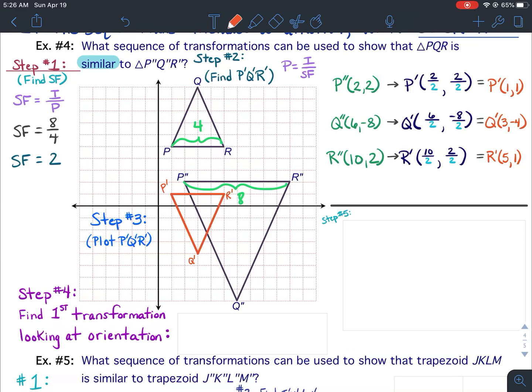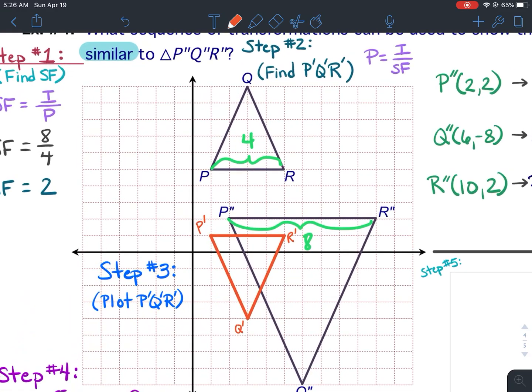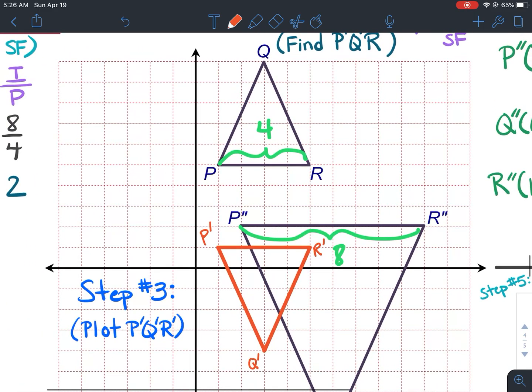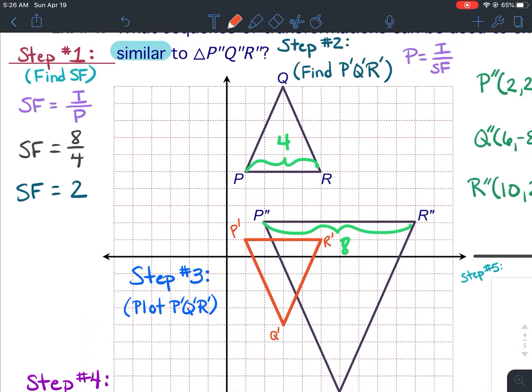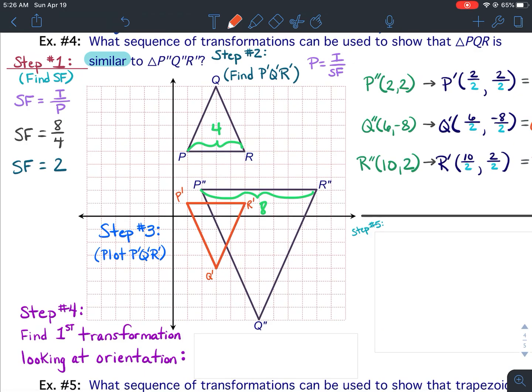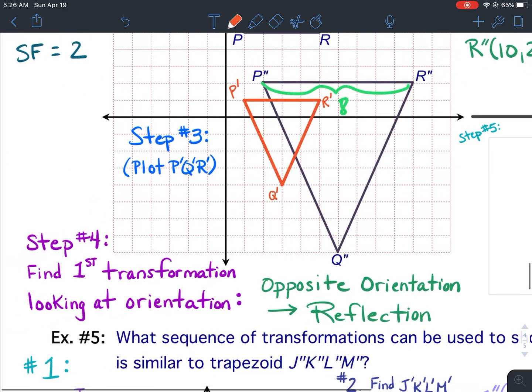Step 4, find your first transformation by looking at the orientation. So now we are looking at the orientation of the two smaller triangles. Well, Q is directly across from Q prime. P is directly across from P prime. R is directly across from R prime. So that means they have an opposite orientation. Opposite orientation means that there was a reflection. So go ahead and get that written down.